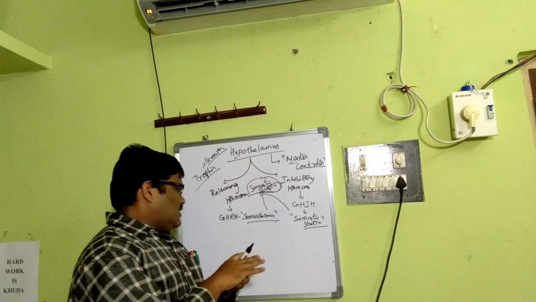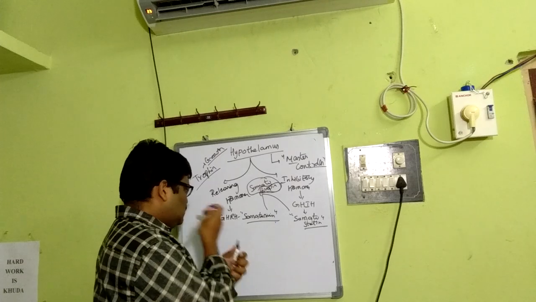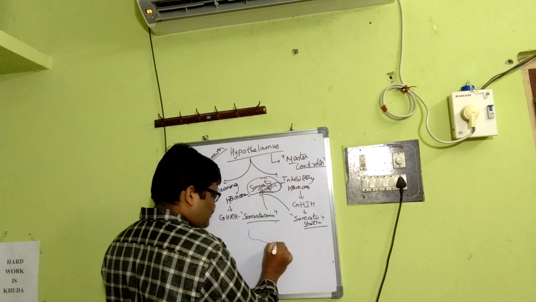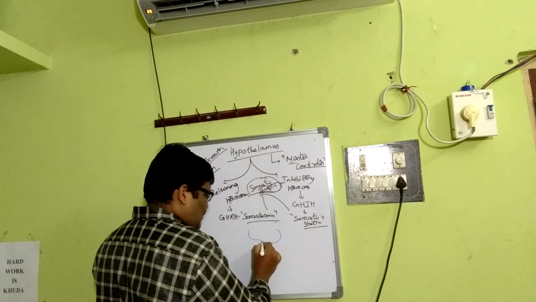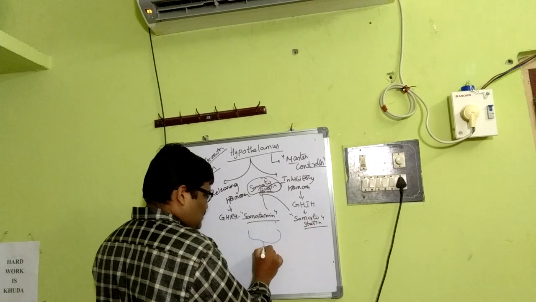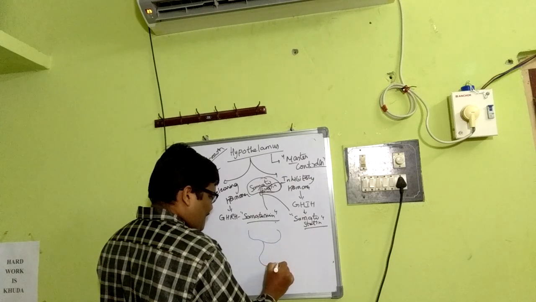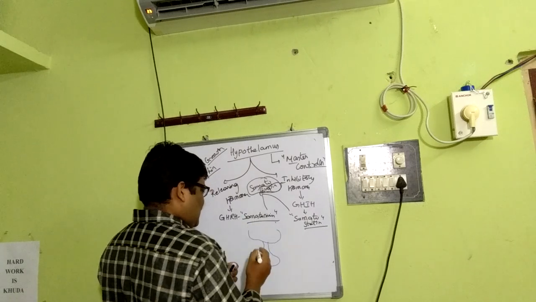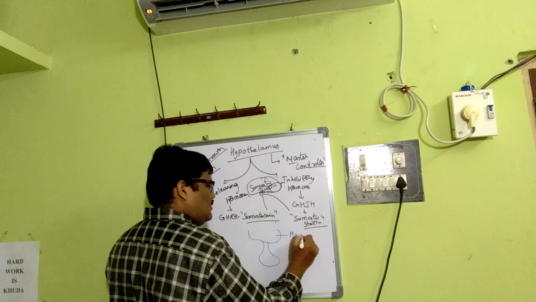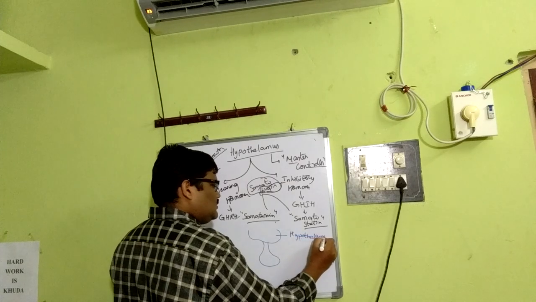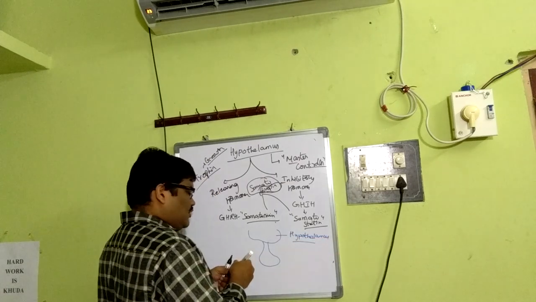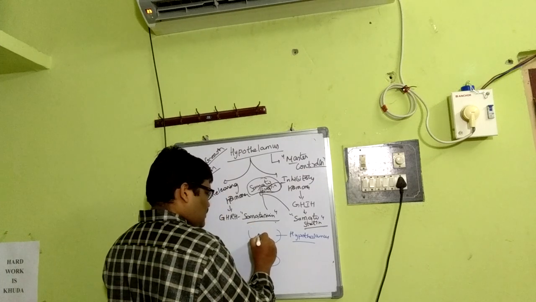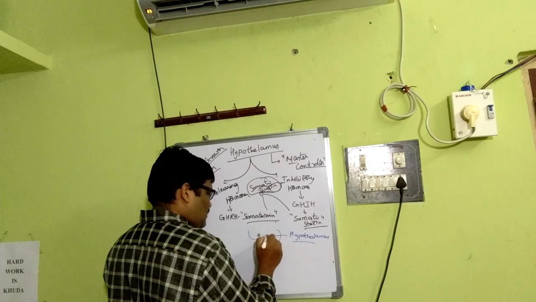Okay, let us take a rough sketch of how the hypothalamus controls. This will be the hypothalamus, and this is the pituitary. We will discuss the different neurosecretory cells here, and this is another one.